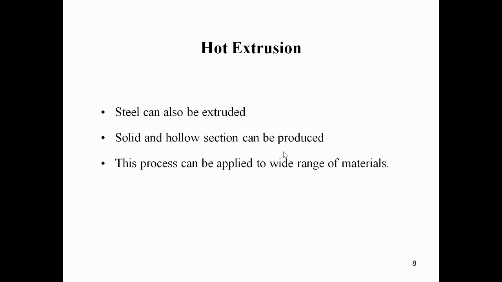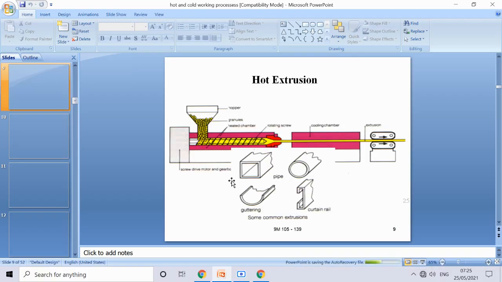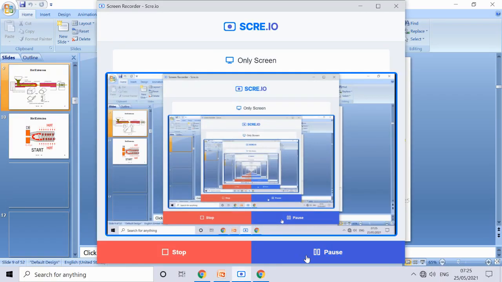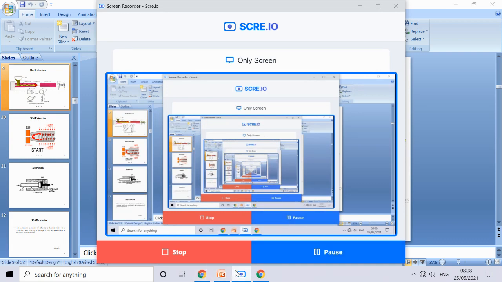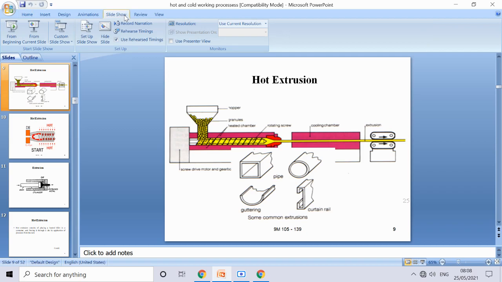You can see the actual diagram of the working process of hot extrusion. Now you can see the diagram of the hot extrusion working process. This is a common diagram for the hot working extrusion process.